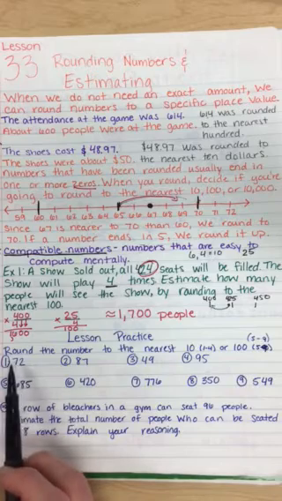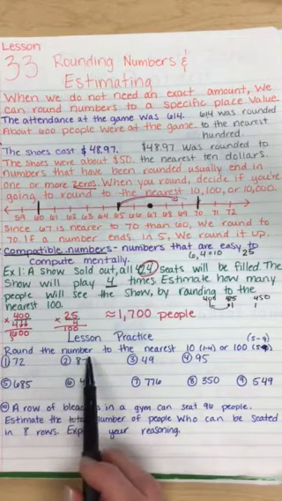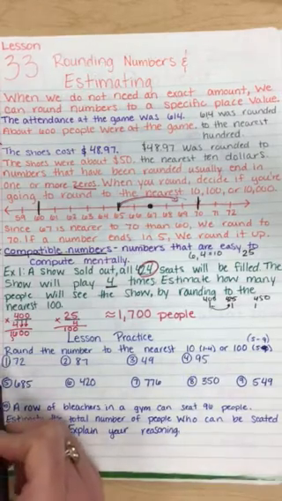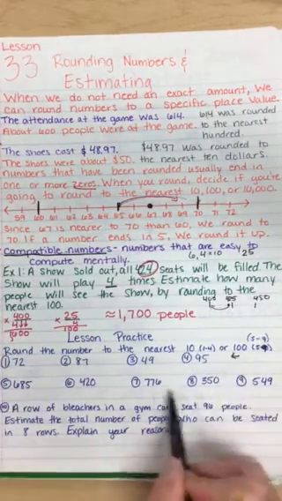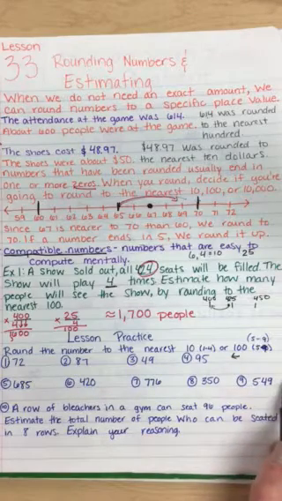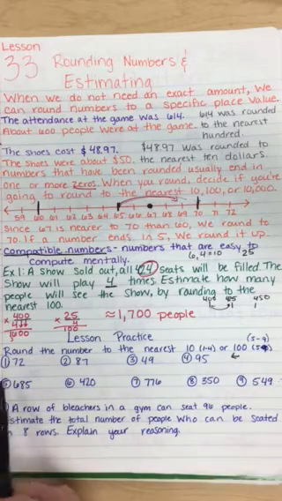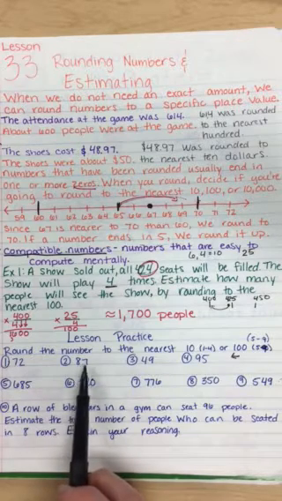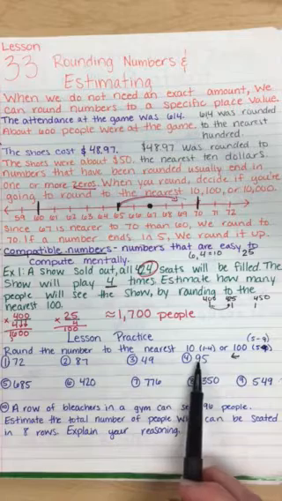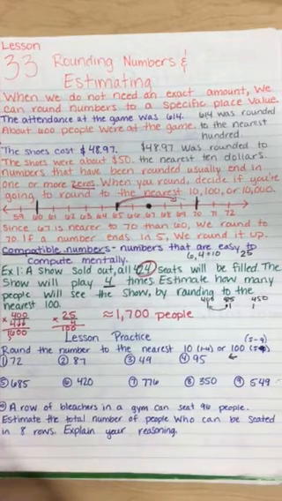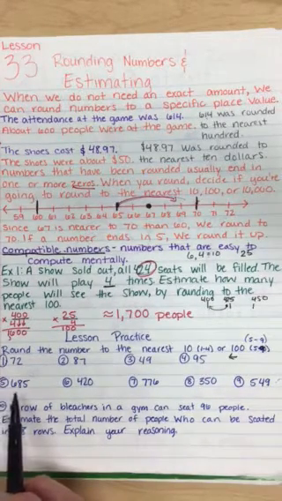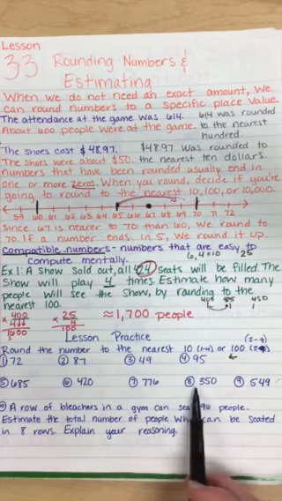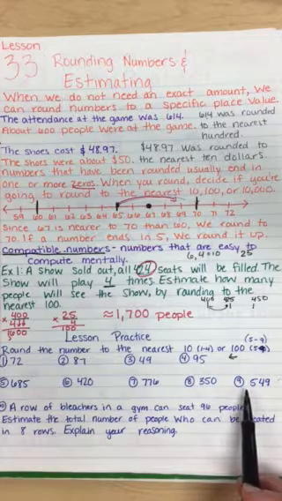Next, we have lesson practice. Number 1 says round the number to the nearest 10. So 1 through 4 here are going to be rounded to the nearest 10, and the ones down here you're going to round to the nearest 100. Round these to the nearest 10: 72, 87, 49, and 95. And these you're going to round to the nearest 100: 685, 420, 776, 350, and 549.